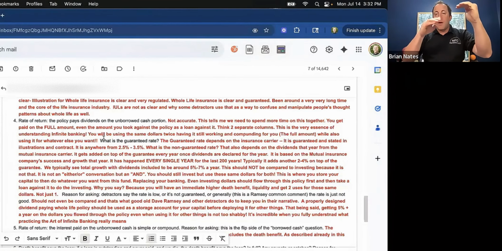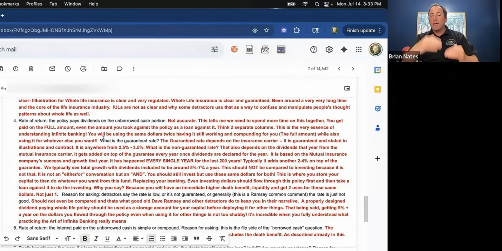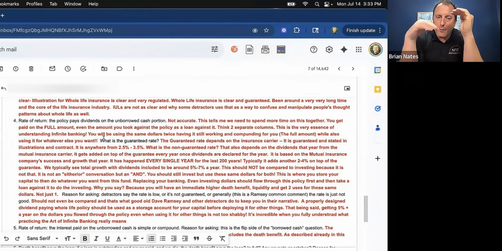The loan against the policy is a different column. Think of it as an accounting practice. It's a loan against it. It's not a loan from it. So you're going to get charged interest from the general fund of the insurance company on the loan amount. You're going to get dividends and growth on all of it. Even though let's say you got a loan for 50 grand against it, you're going to make the dividends and growth on the full 100 grand, even though you have a loan against it for 50 grand.